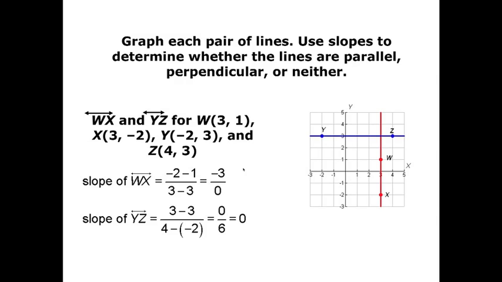And an undefined slope and a 0 slope do represent those slopes of a horizontal and vertical line, and horizontal and vertical lines are always perpendicular. So these two lines will be perpendicular to each other.